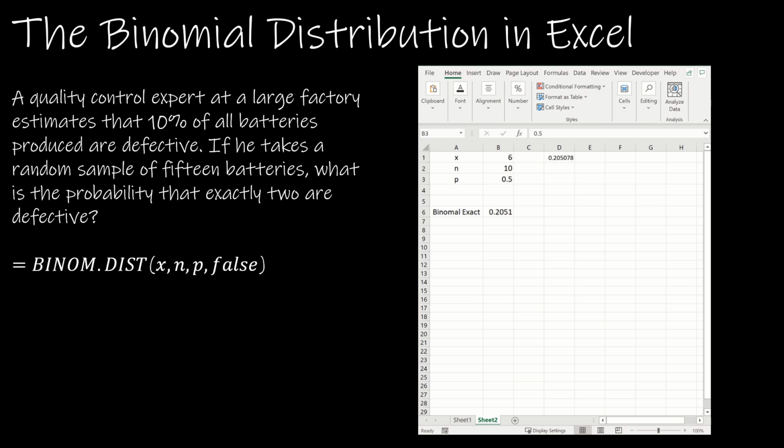So our next question is dealing with a quality control expert at a large factory. He's taking a random sample of 15 batteries. What's the probability that exactly 2 are defective?